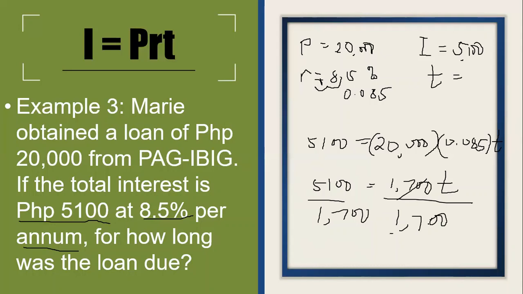So we have our T po is 5,100 divided by 17 or 1,700. So we have 3 years. Our T is 3. So for 3 years, having a 8.5% rate, we can have our interest of 5,100.